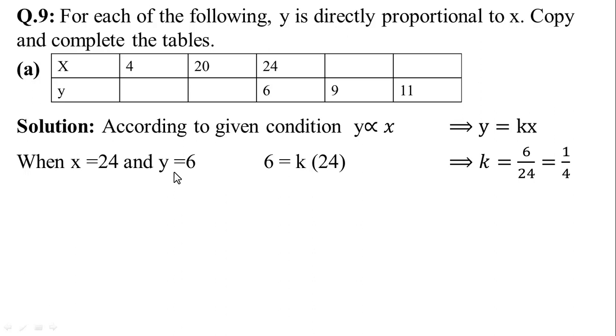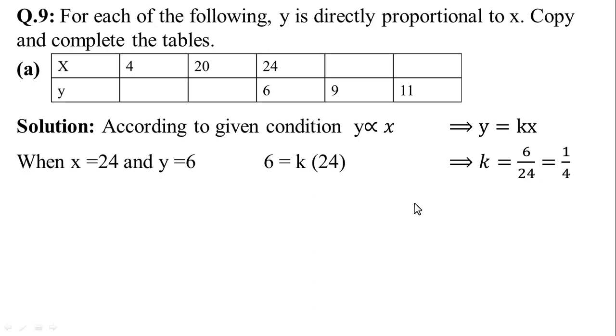Putting the values in the given relation, then find the value of k. Now the value of y is 6 and x is 24. So 6 is equal to k into 24. 24 is divided on the other side. This implies that k is equal to 6 upon 24. Simplify this relation. 6 ones are 6, 6 fours are 24. Then the value of k is equal to 1 upon 4.